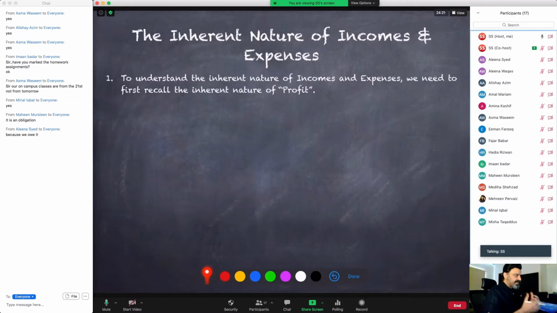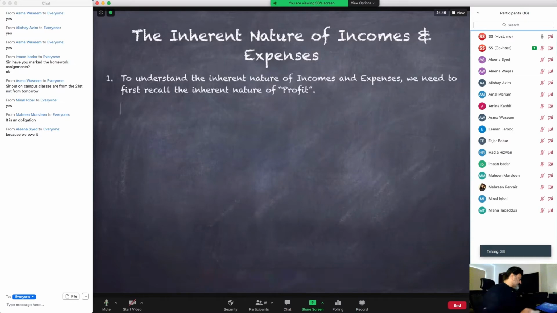We as the business entity owe the profit to our owner, and profit is obligatory by nature, and that is why it carries an inherent nature of being a credit balance or a credit item. Somebody got dropped. Chalo, abhi, hopefully they will join back.